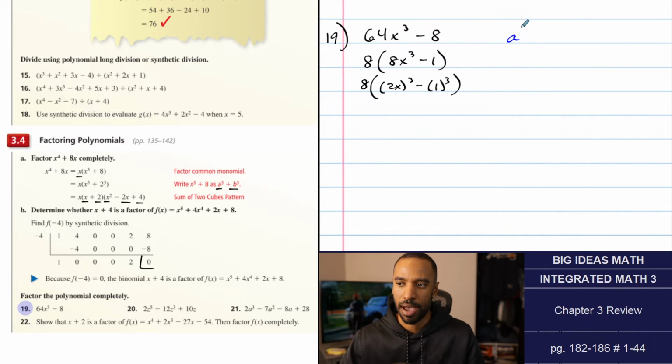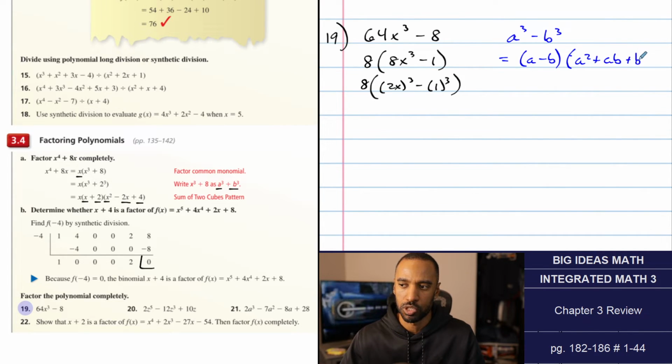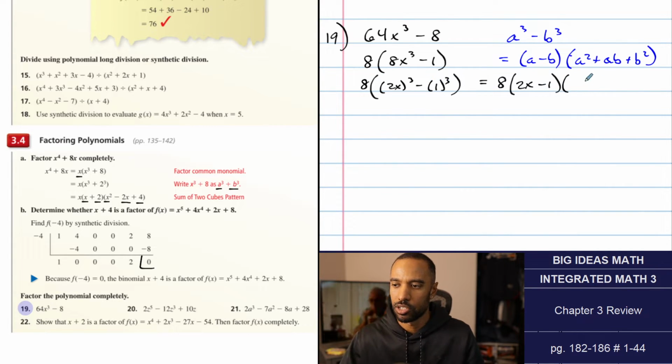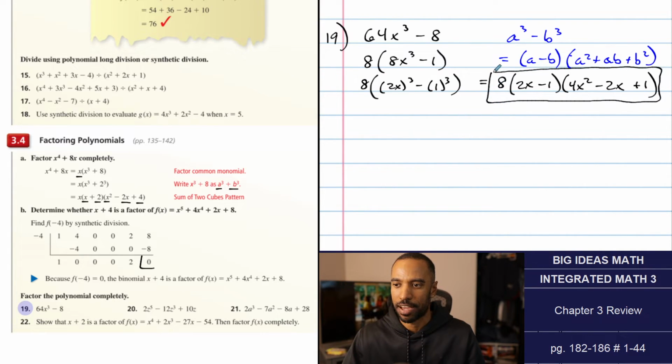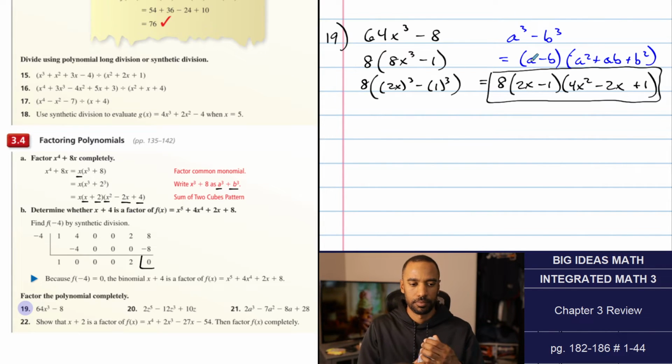Now, a cubed minus b cubed factors into a minus b times a squared plus ab plus b squared. So this is what we're going to do here as well. We have to do 2x cubed minus 1 cubed. Remember, that's not factorization that we did. We just represented this as a difference of two cubes. So let's factor it. 8's on the outside. We're going to start with a minus b times a squared, 2x squared is 4x squared, plus a times b, plus b squared, and 1 squared is 1. 4x squared plus 2x plus 1 cannot factor further. You will be done with that.